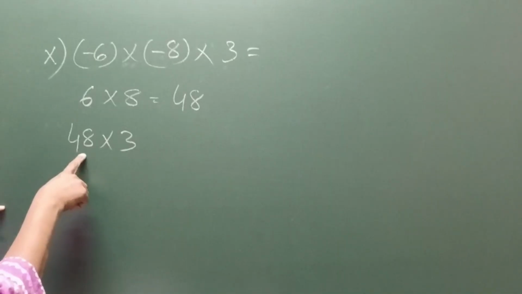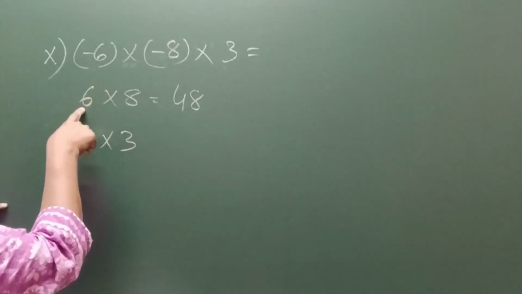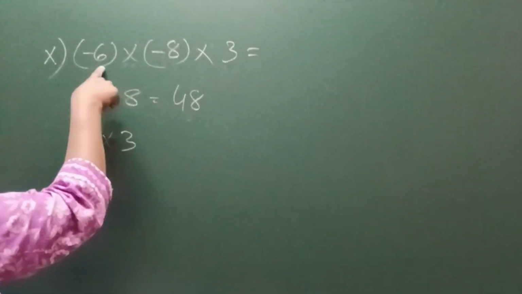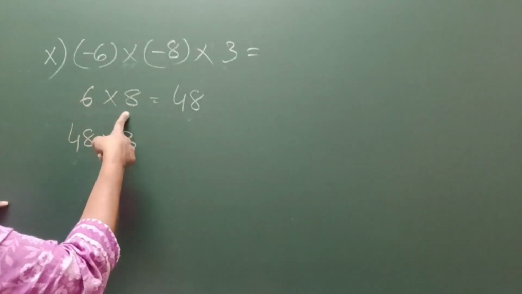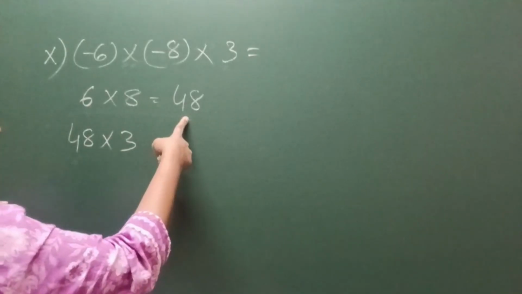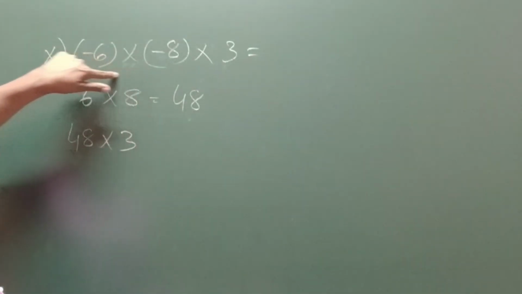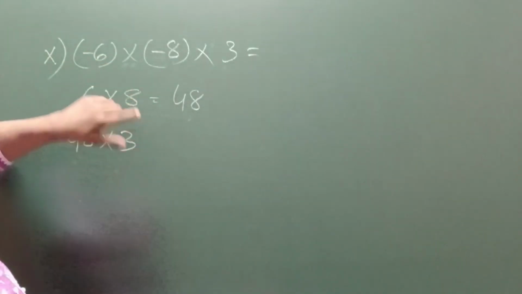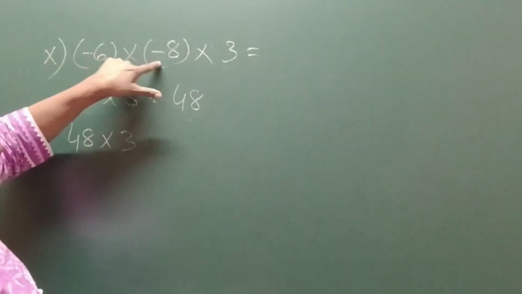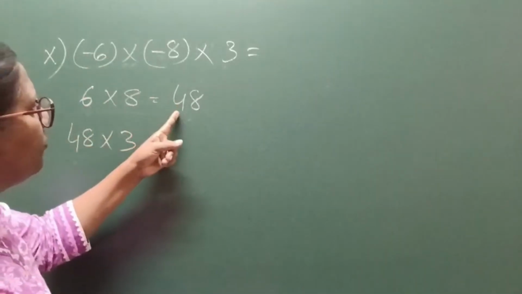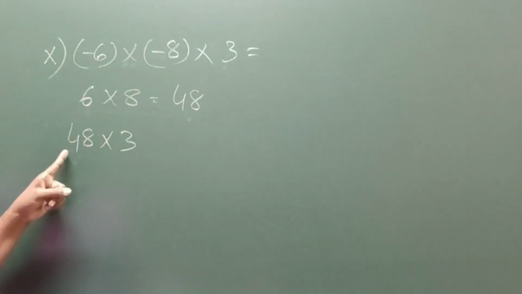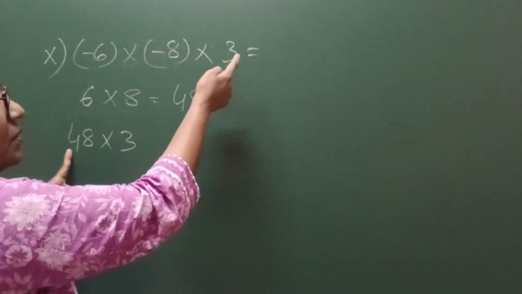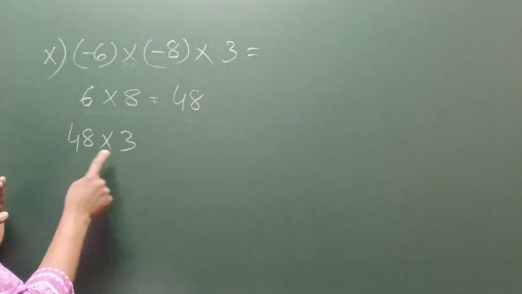How did this become a positive integer, you know. First we find the absolute values and we get the product after multiplication. Since both are negative integers, the product will be positive. Why? Because minus into minus is equal to plus. That is how 48 is a positive integer. After getting that positive integer, we have to multiply by this 3. This 3 is also a positive integer. So 48 into 3.